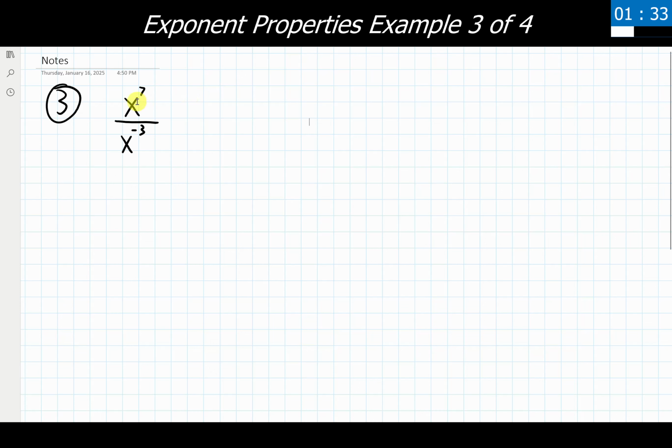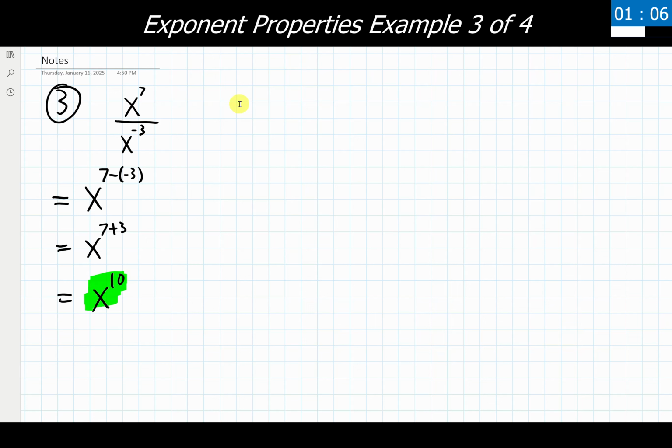So that says if I have bases that are the same and dividing, the exponents are going to subtract from one another. So that's going to create the instance where I have x to the 7 minus negative 3 power. The same as saying x to the 7 plus 3 power, which gives me x to the 10th. Let's make this a little bit nicer, stay consistent. There we go, x to the 10th power.